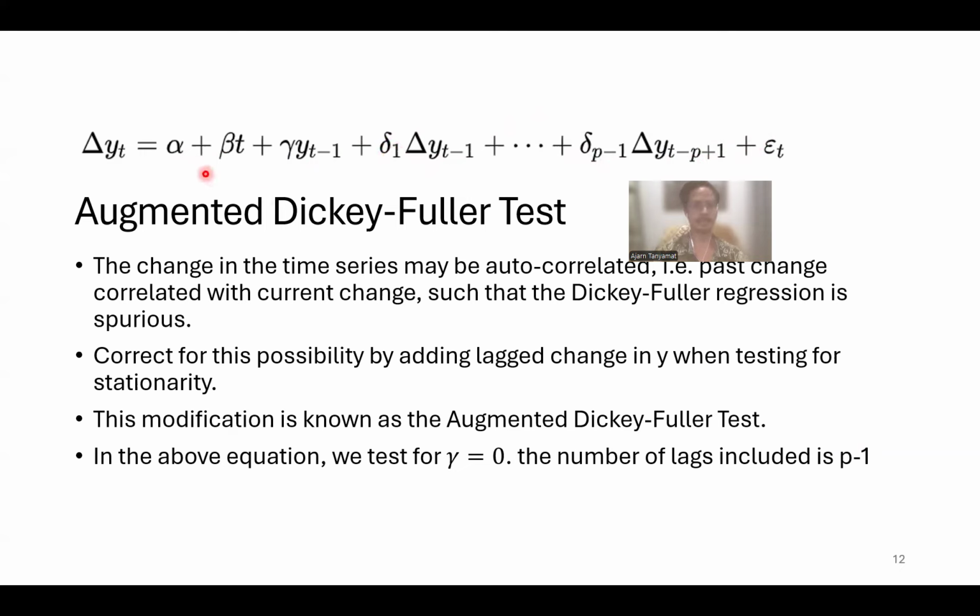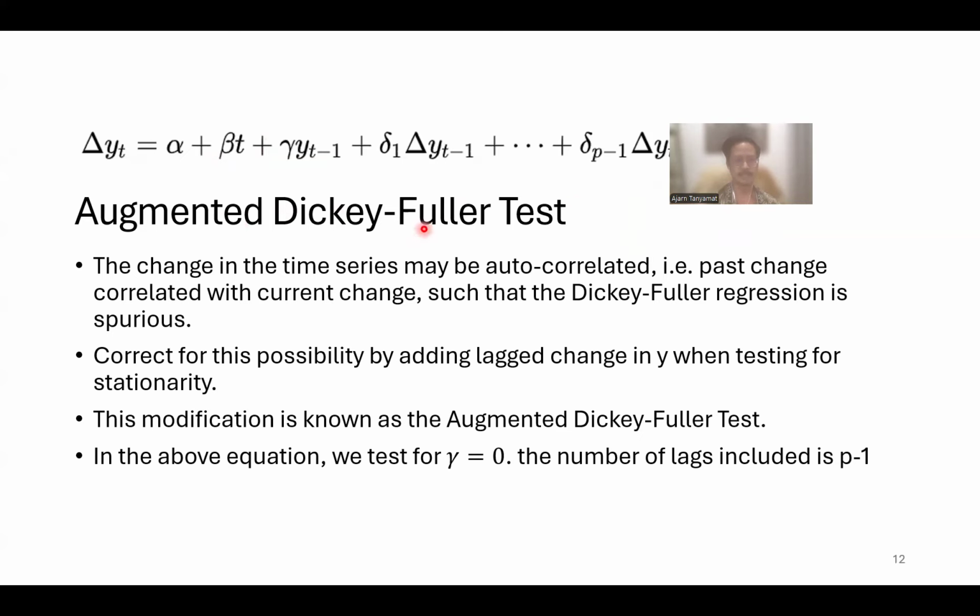In addition, the augmented Dickey-Fuller test also allows for stationarity around a trend, which we'll talk about later on. For example, the data may have a trend, but once we take out the trend, if it's stationary around a trend, we would say it's still stationary, but we need to control for the trend. Okay, so that's the augmented Dickey-Fuller test. We add lagged changes in Y, and we might add the time trend. I'll talk about the time trend in a second.